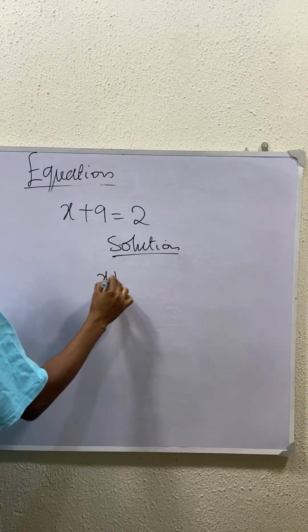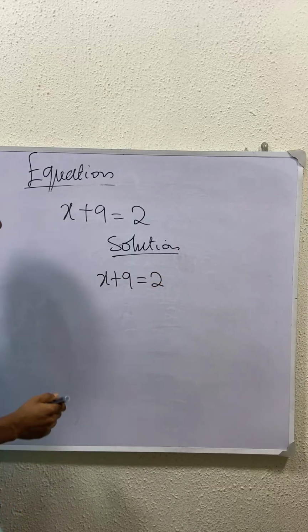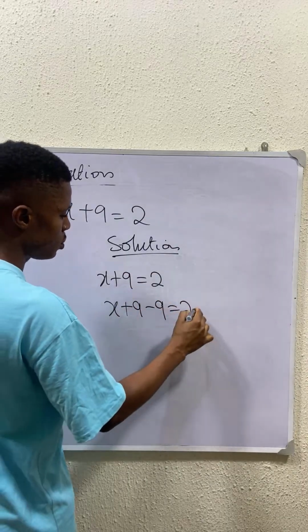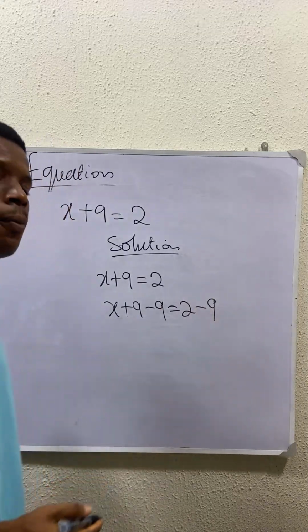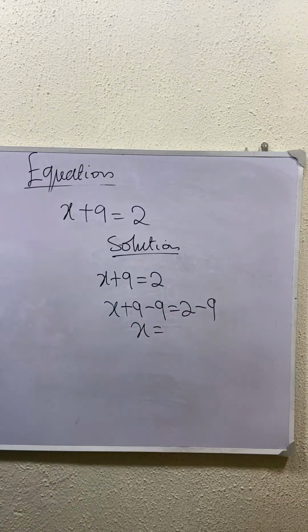When you have x plus 9 is equals to 2, first thing you do is to subtract 9 from both sides. So x plus 9 take away 9 is equals to 2 take away 9. Okay? Since 9 minus 9 is 0, you have it that x is equals to 2 minus 9. What is 2 minus 9? 2 minus 9 is minus 7.